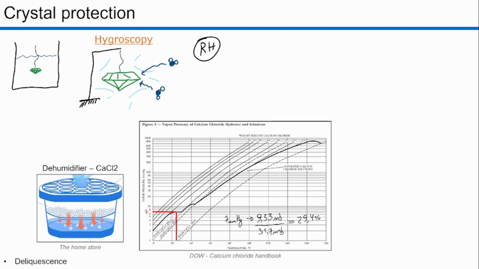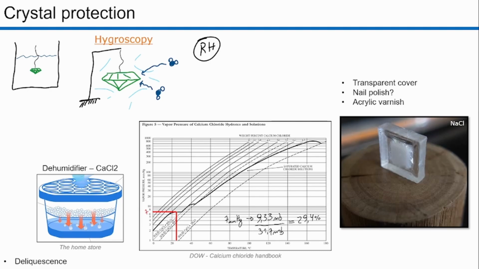So we need to protect our crystals. One way is to cover it with something transparent, just to form a barrier to the water molecules, so they won't find your crystal surface. You could use some glass box or something to store it in. Some people have suggested nail polish, but the problem with nail polish is that it gets yellowish over time, so you lose your crystal appearance.